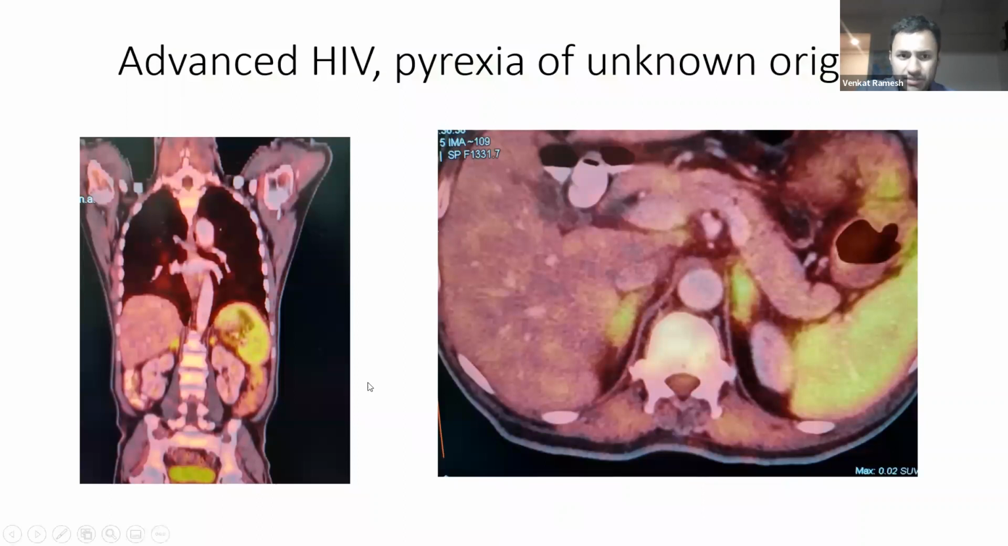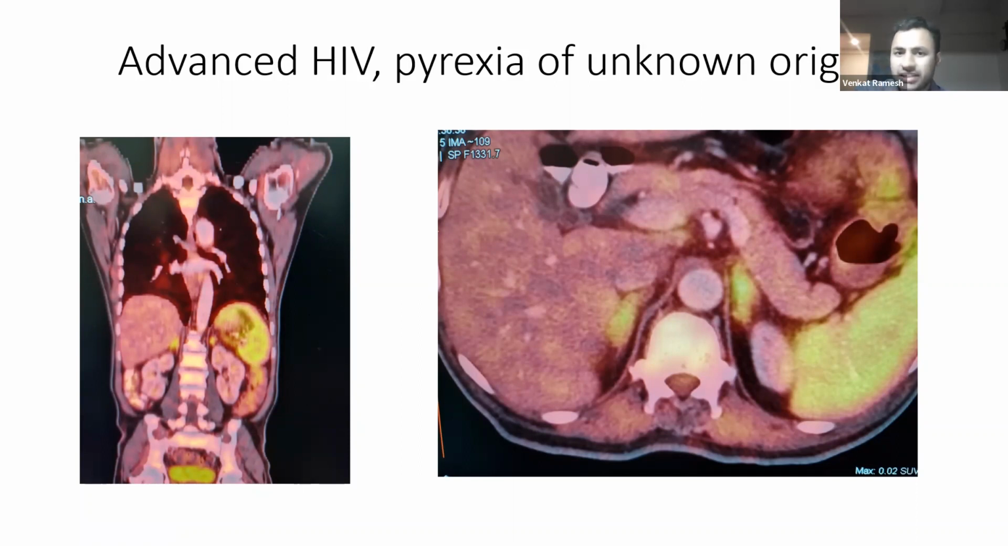So this is a patient who's presently under our care. He has advanced HIV with a CD4 count of less than 200, and presented with fever, night sweats, and weight loss. So pyrexia of unknown origin, constitutional symptoms, and he had some cervical lymph nodes on exam.